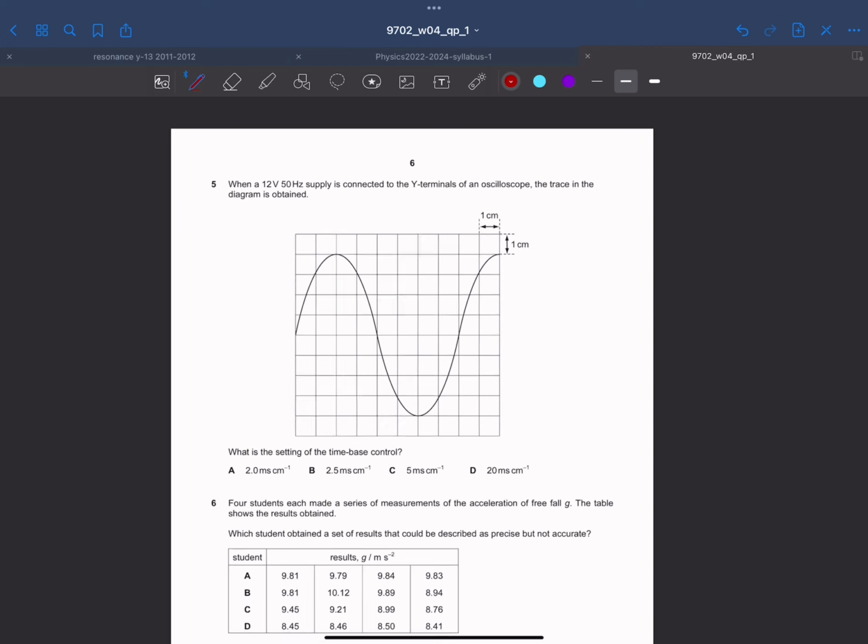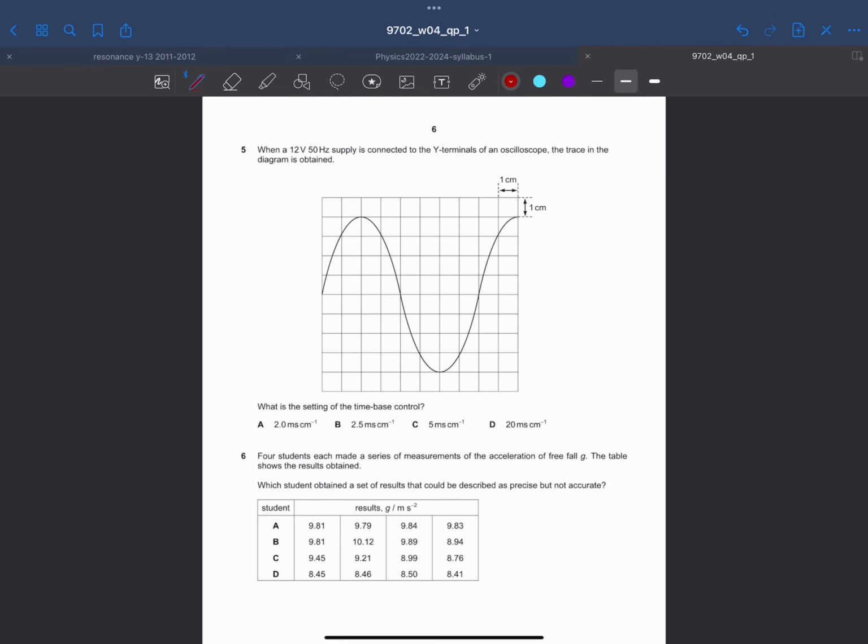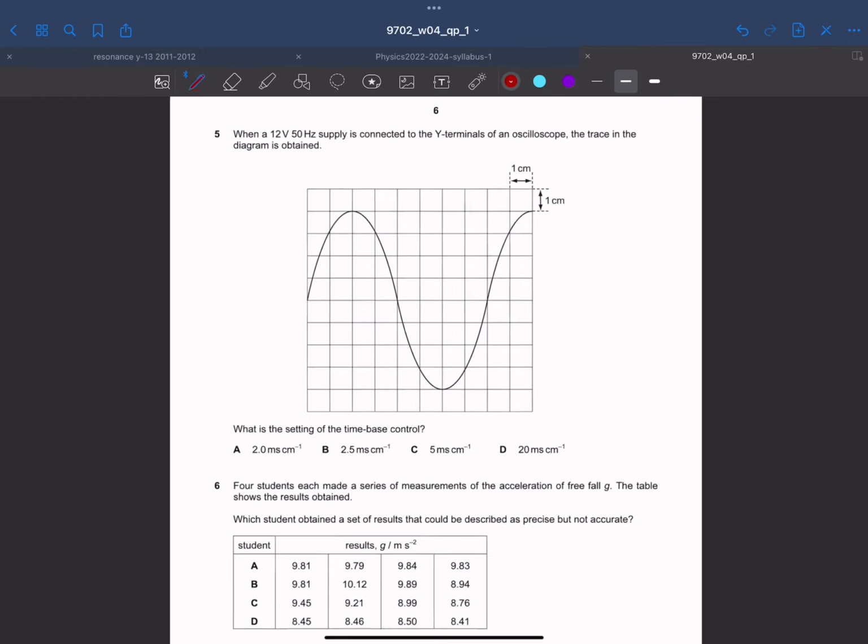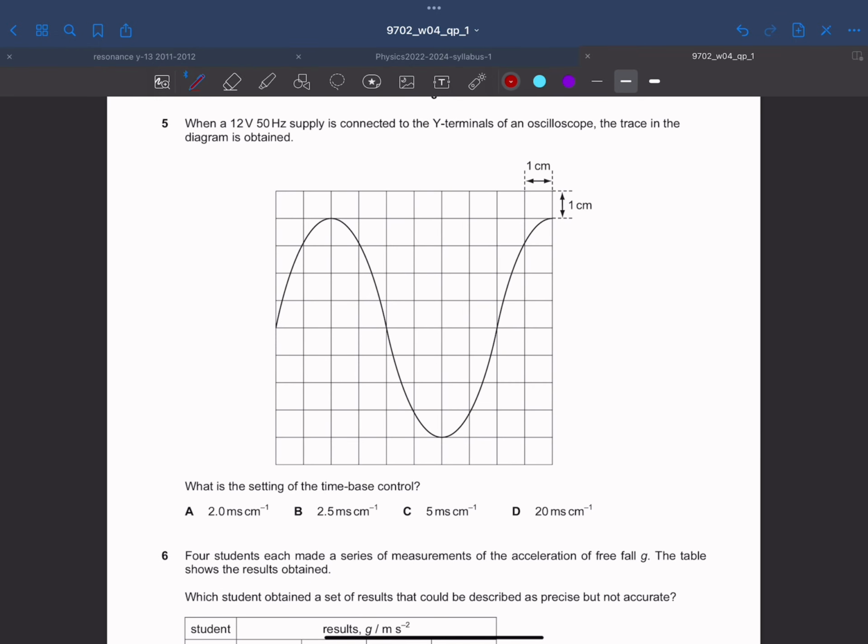Then here you have question number 5. When a 12 volt 50 hertz supply is connected to the Y terminals of the oscilloscope, the trace in the diagram is obtained. Basically this is related to the oscilloscope, and here you have set the Y terminal and these are the values given. So remember that the values we are getting are 12 volt and 50 hertz.